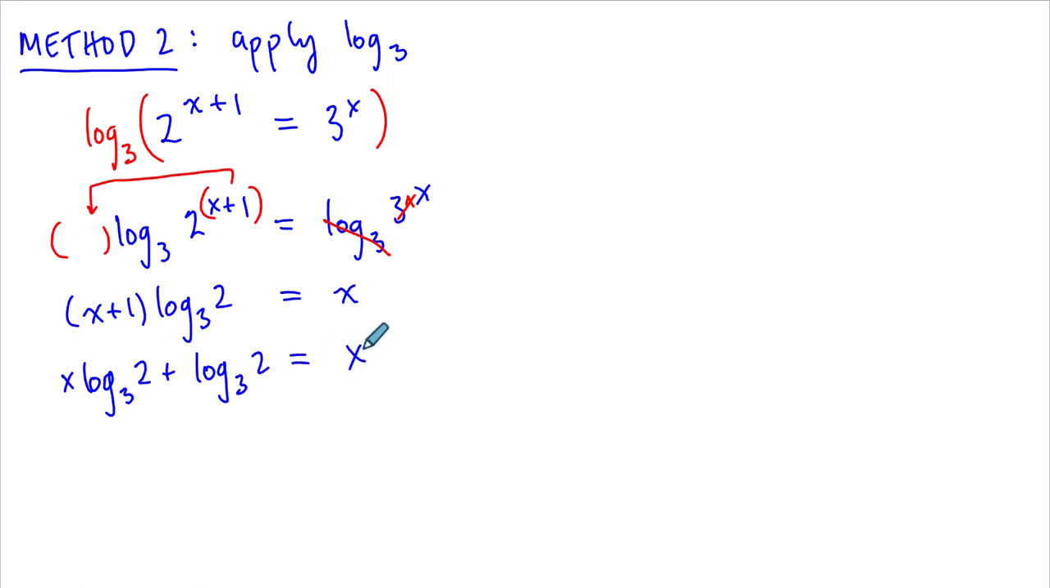Now I'm going to get my x's on the same side, so I'm going to subtract this term from both sides of the equation and get log base 3 of 2 is equal to x minus x times log base 3 of 2.